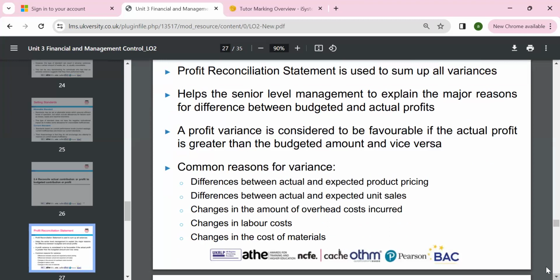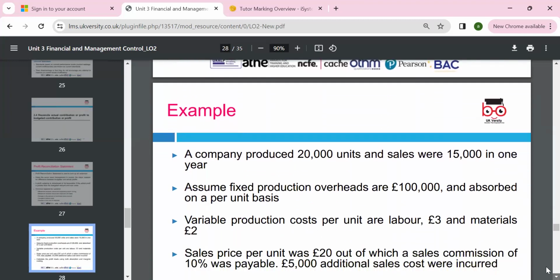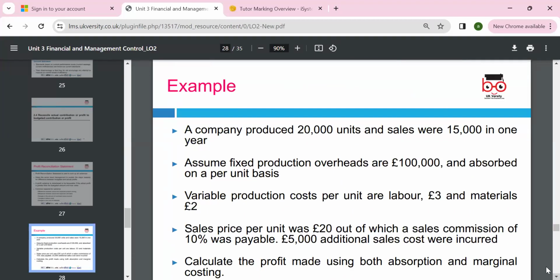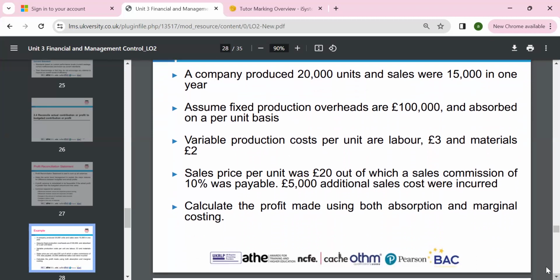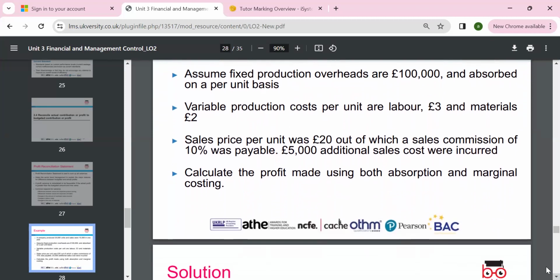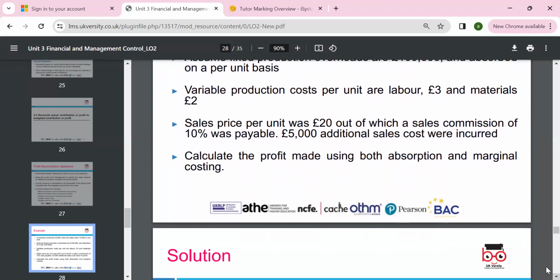Difference between actual and expected pricing, difference between actual and expected unit sales, difference between overhead costs incurred, labor costs, and material costs. And we can look at the example here: 2000 units, sales were 15,000 in a year, and fixed costs were 100,000. Under the absorption method, the variable cost per unit is 3 for labor and 2 for material. These are all variable costs, labor and material total 5, the sale price per unit is 20, commission 10%, and additional sales cost incurred 5,000.